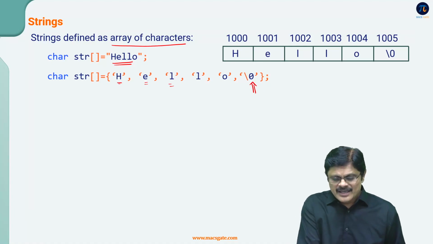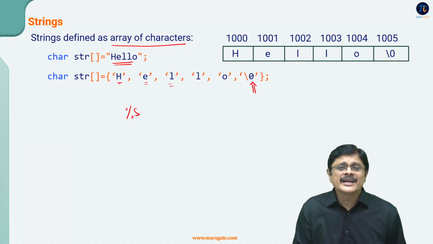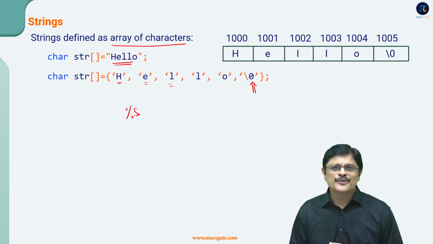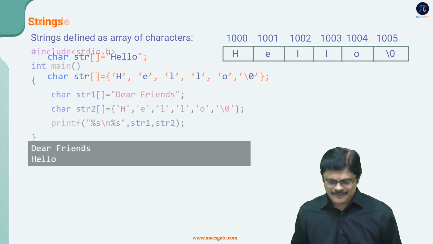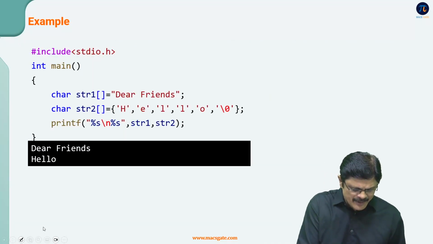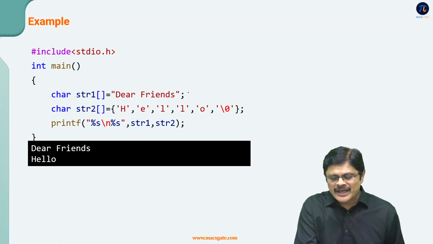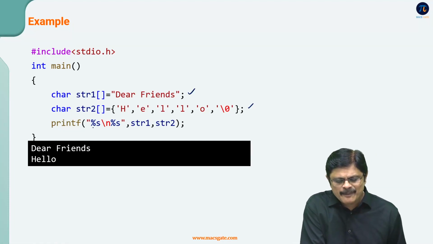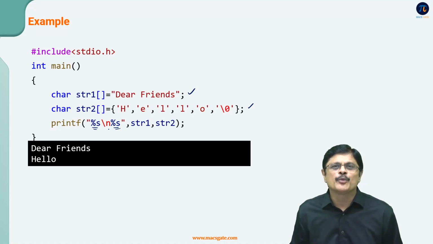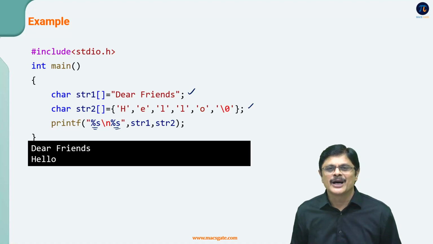See, for printing as well as scanning strings, we can use the conversion specification %s, my dear. So you can see this simple example. Here we initialize two strings, and using %s, we are printing both the strings.